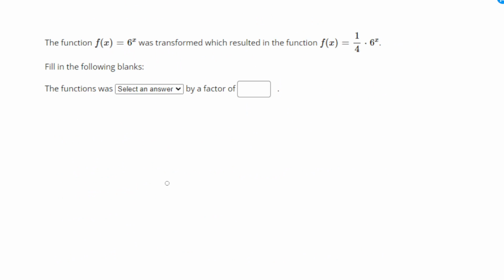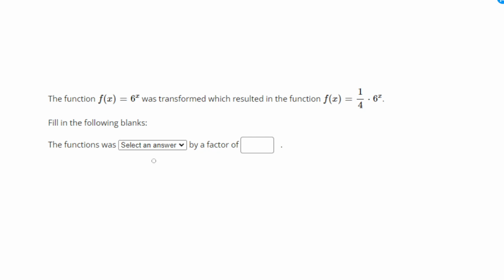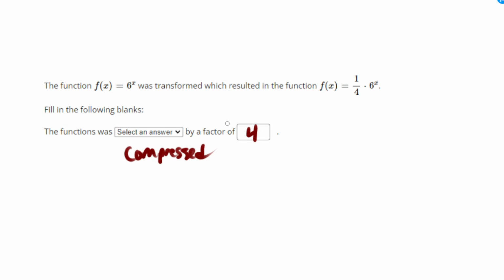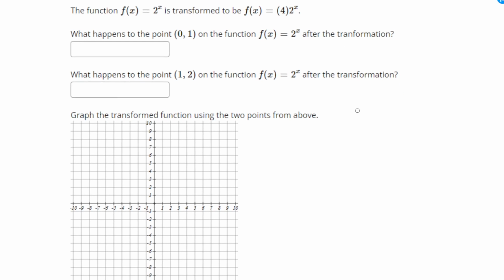If 6 to the x was transformed, which resulted in the function f of x equals 1/4 times 6 to the x, the function was compressed by a factor of 4. If that doesn't work, try compress by a factor of 1/4, but I believe that it wants not the actual fraction. It's just troubleshooting. It'll be something along those lines.